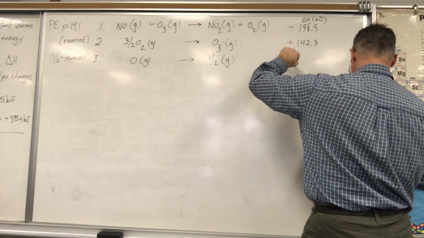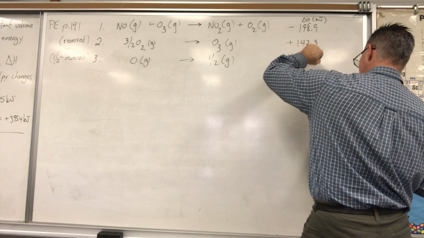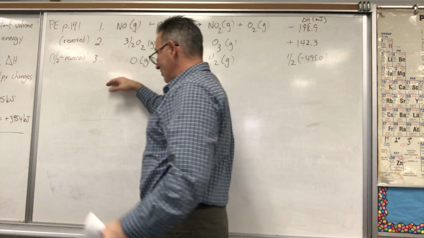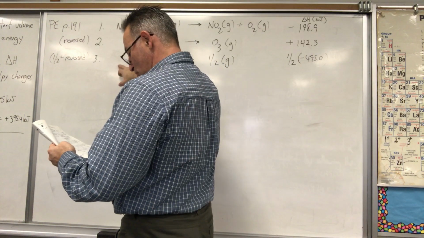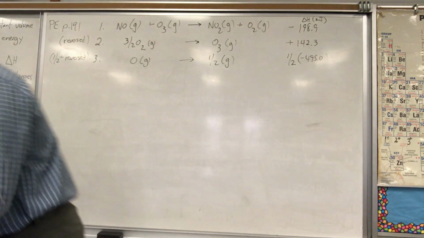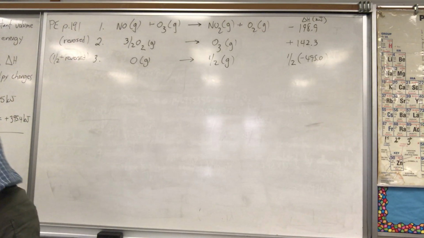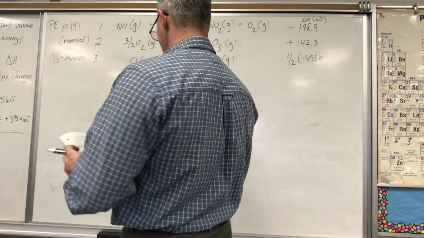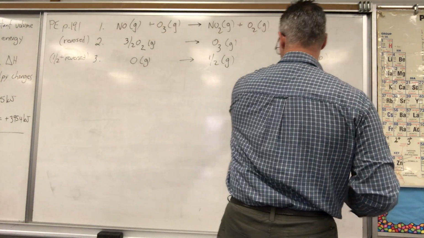So you're going to get 1/2 of negative 495. So I flipped it around. So it's going to be half of that because I also took half of the reaction. It used to be 2 O's in the book, 2 O's turning into O2, but I only wanted half of it because I wanted to balance off my oxygens, and you'll see how that works out.